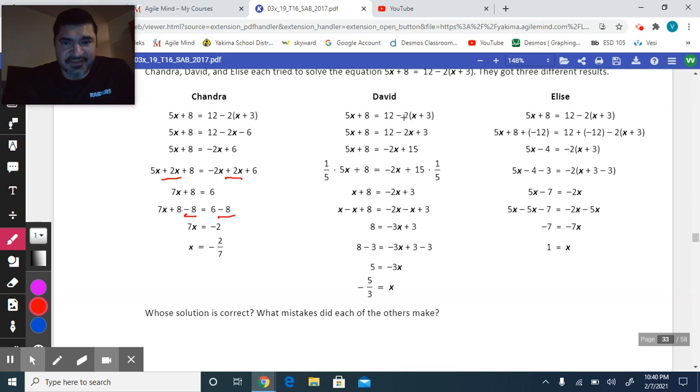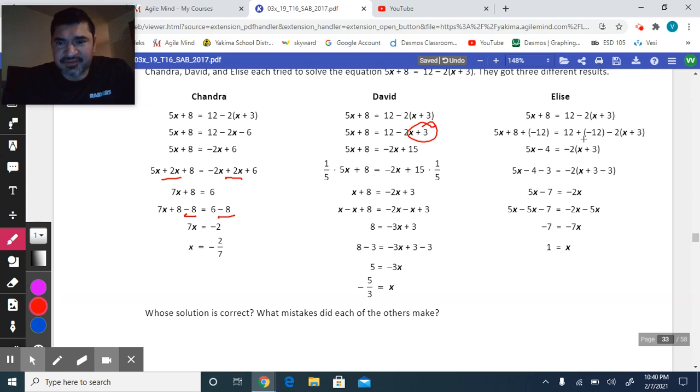So again, first thing, we have to distribute. So we have this negative 2 times x, that's negative 2x, and this minus 2 times 3 should be a negative 6. So this part here is completely wrong. That plus 3, not even close. Let's go ahead and continue to Elise, find out where her mistake is.